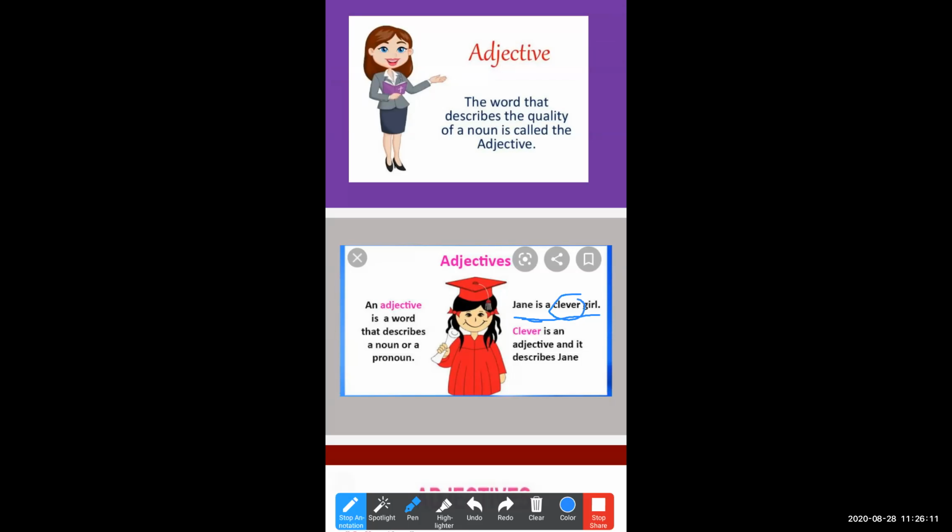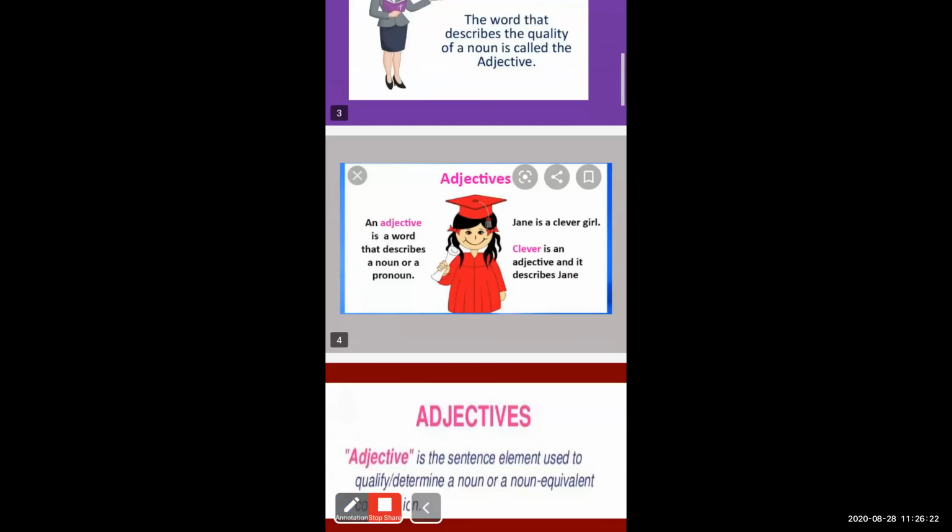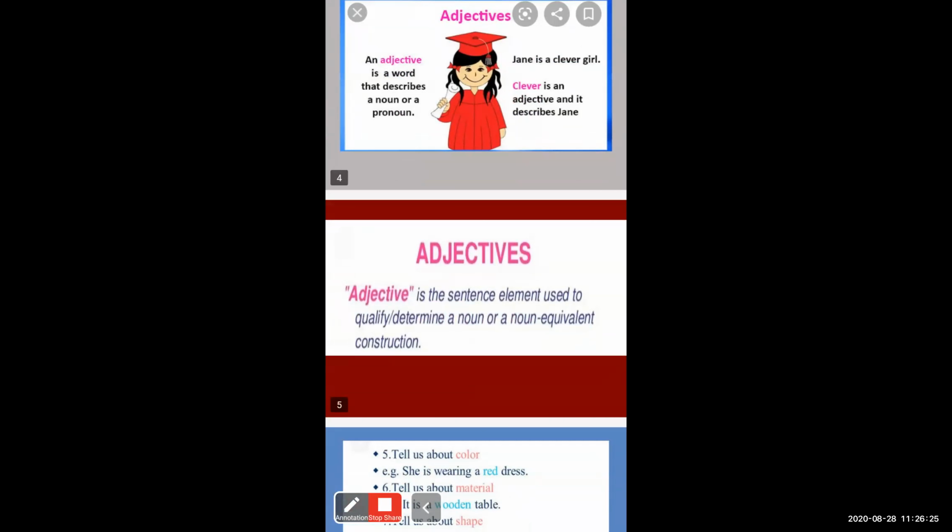So clever is an adjective, and it describes Jane. It describes that Jane is a clever girl. She is a girl, but how is she? She is a clever girl. Okay, here we have one more sentence. Adjective is a sentence element used to qualify or determine a noun or a noun equivalent construction. There are some kinds of selective words, when you describe the noun or the pronoun and their quality, those words come under the adjective.